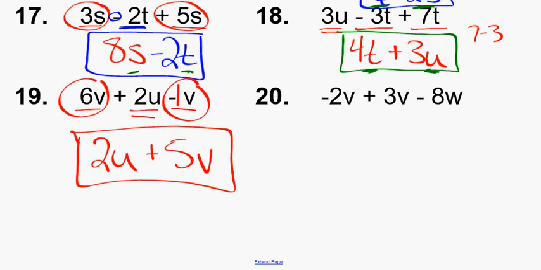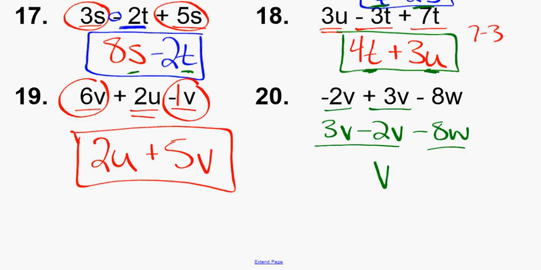Last, number 20. V comes before W, so I'm going to combine my V's first. I'm going to switch the order around, 3V minus 2V. That way I can do 3 minus 2, which is 1V, and then my 8W does not change, minus 8W.